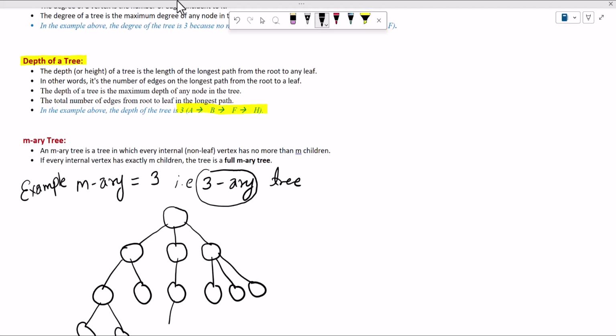But if I make 4 children, then it is not an m-ary tree. For m-ary tree, every internal node has no more than m children. So this is invalid, right? So this is a 3-ary tree example.